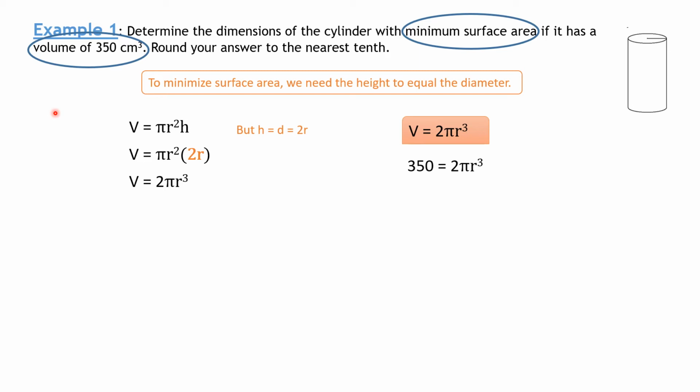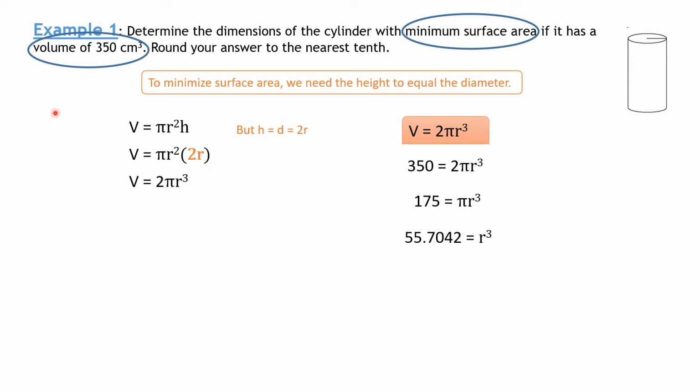Now I'm going to divide both sides by 2. That's 175 equals pi r cubed. Now I'm going to divide both sides by pi. I could divide by 2 and pi at the same time actually, but I just did them in steps here. Dividing by pi, now I've got a bunch of decimals. So I'm going to show 4 decimal places, but in the end I will round to the nearest tenth.